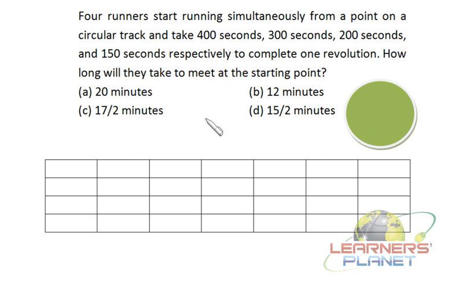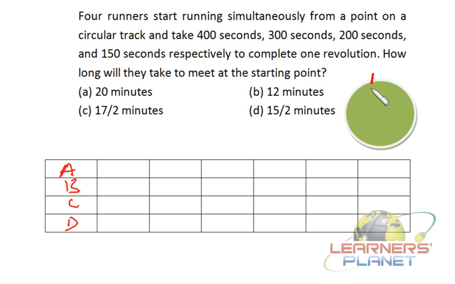Now let's see this problem. 4 runners start running simultaneously from a point on a circular track and take 400 seconds, 300 seconds, 200 seconds and 150 seconds respectively to complete one revolution. How long will they take to meet at the starting point? Then suppose these 4 persons are A, B, C and D. Okay, they are starting from one particular point and they have to meet at the same point once again.